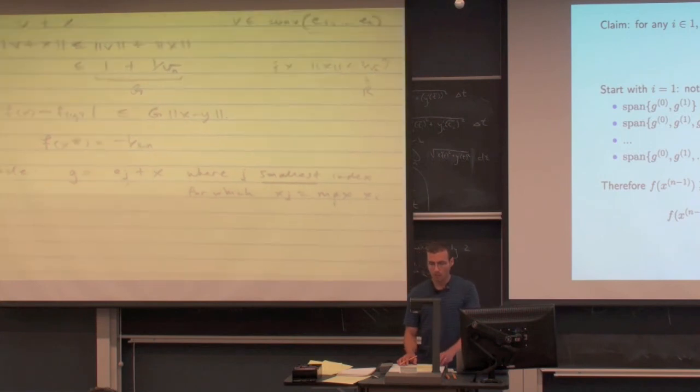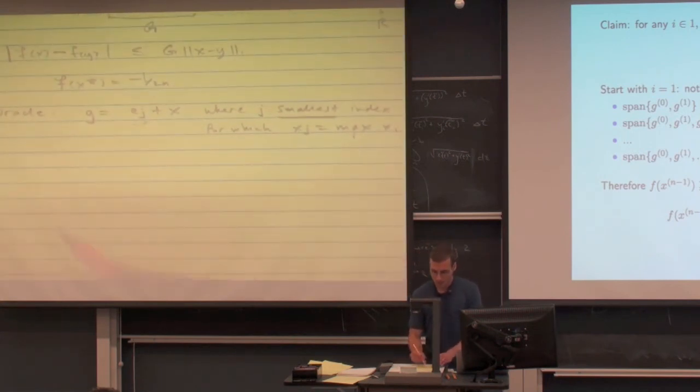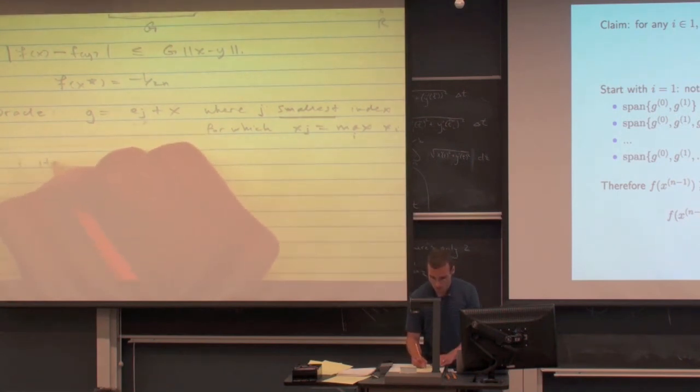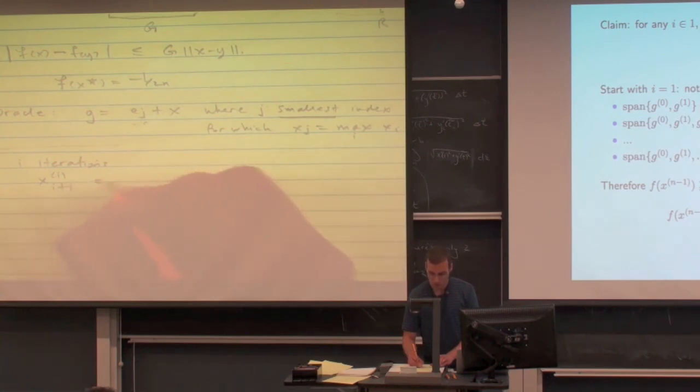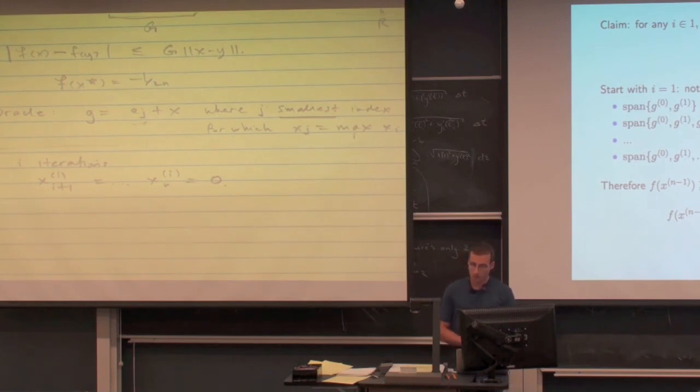Okay, so now I claim that if you used any non-smooth first-order method, then after i iterations, for any non-smooth first-order method, we're going to have the ith iterate x with components from i plus 1 all the way to n equal to 0. No matter which one we use, that's going to be the case. So why is that true?